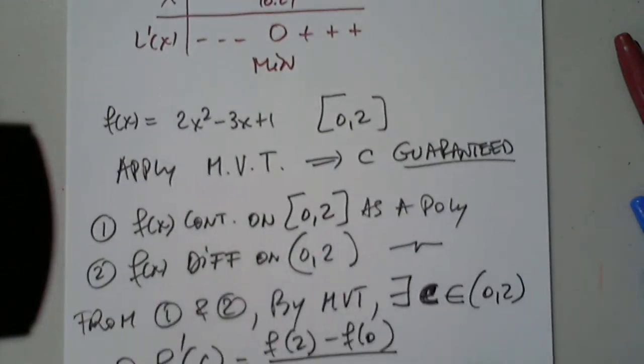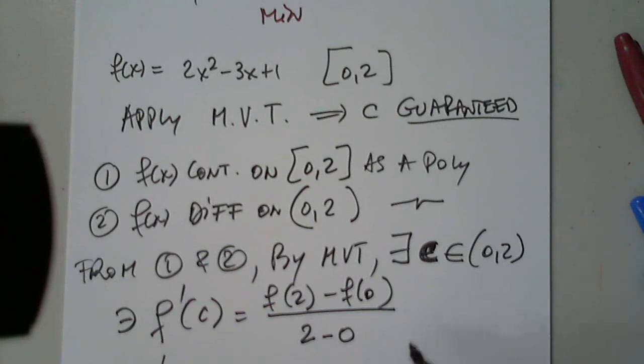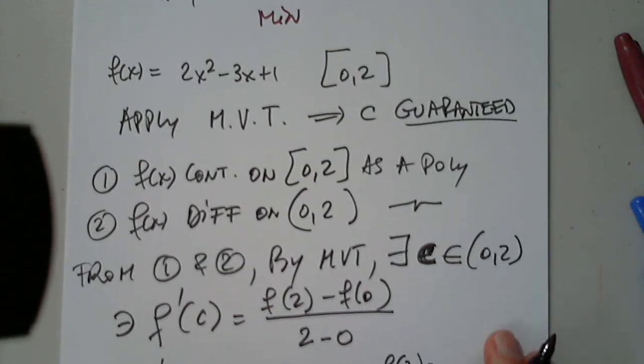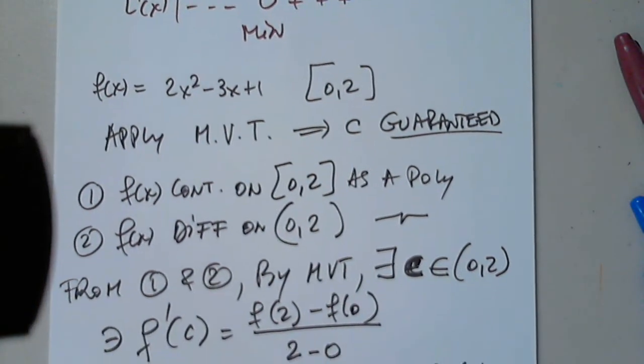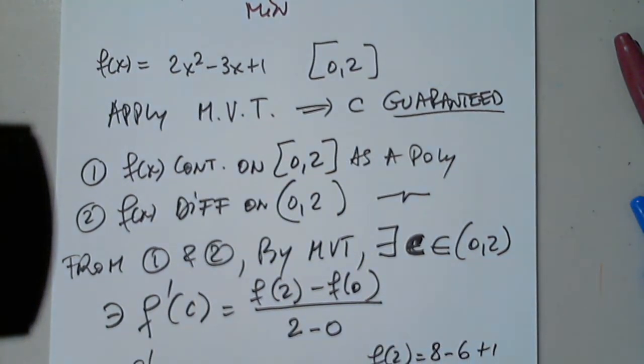I will find f of 2 and I will find f of 0. I know f of 0 is 1. And f of 2 is 8 minus 6 plus 1. 4 times 2 is 8 minus 6 plus 1. So 3.